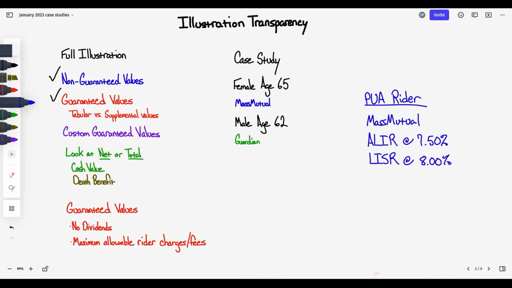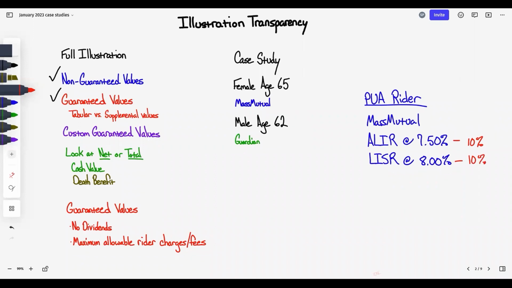We always want to follow the net cash value and net death benefit figures, but those are based on the non-guarantees. If we look at the guaranteed side of an illustration, those fees are actually increased to where they are both at 10%.